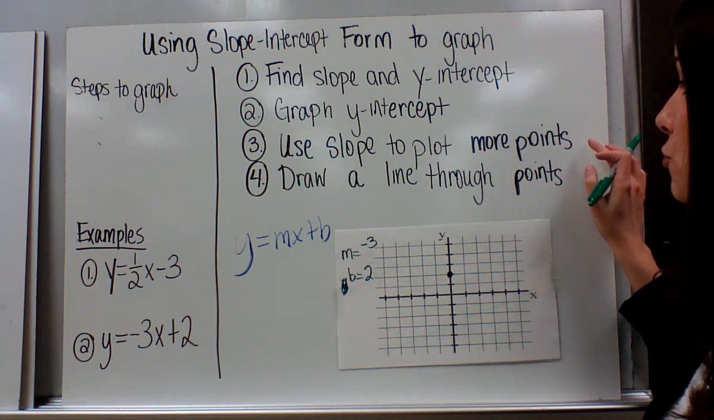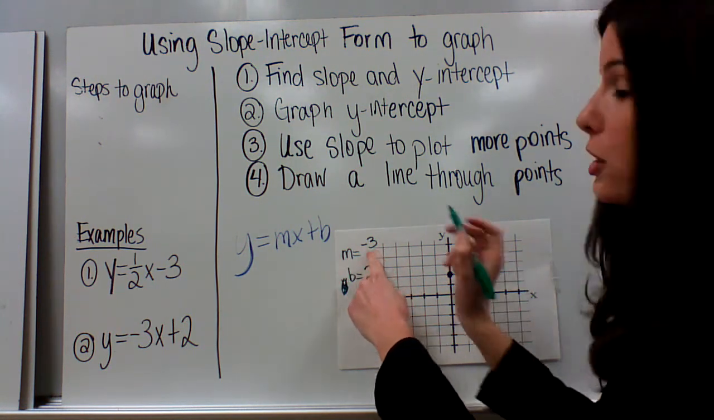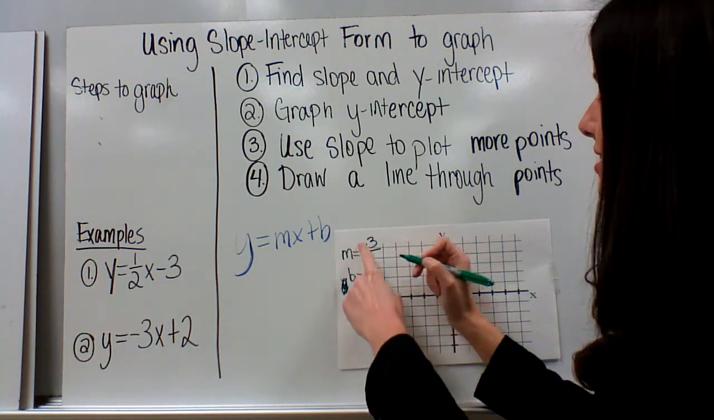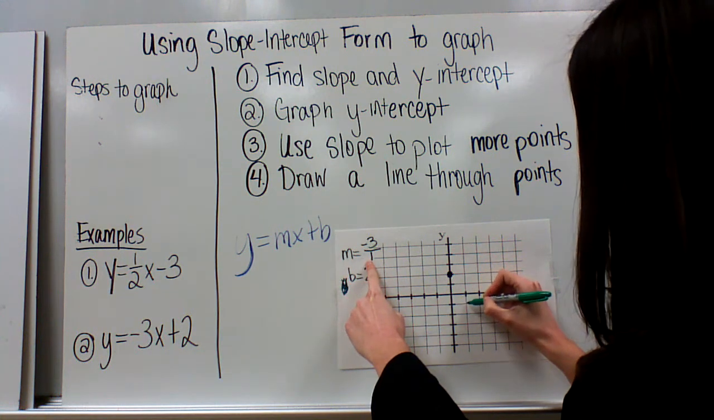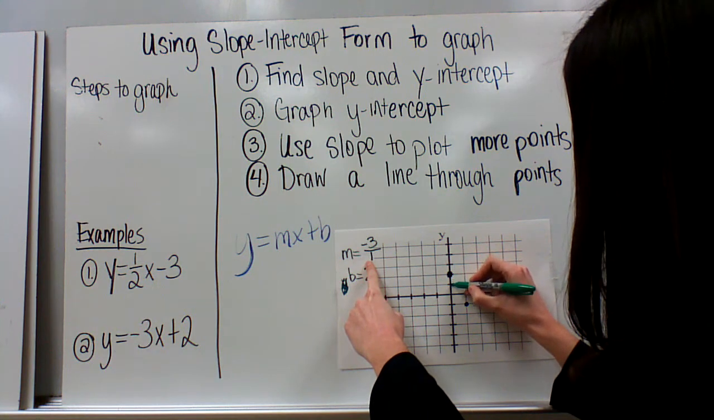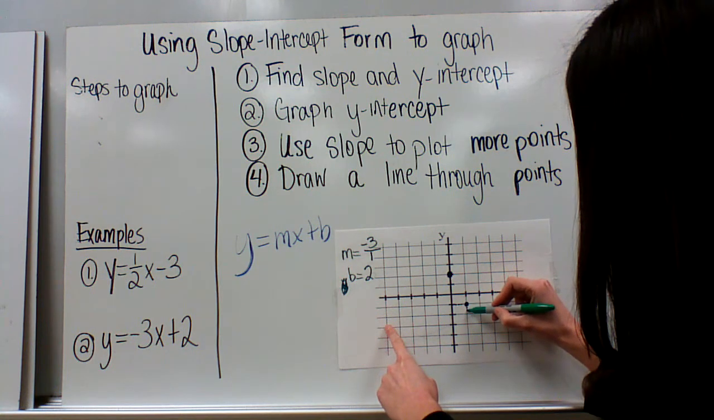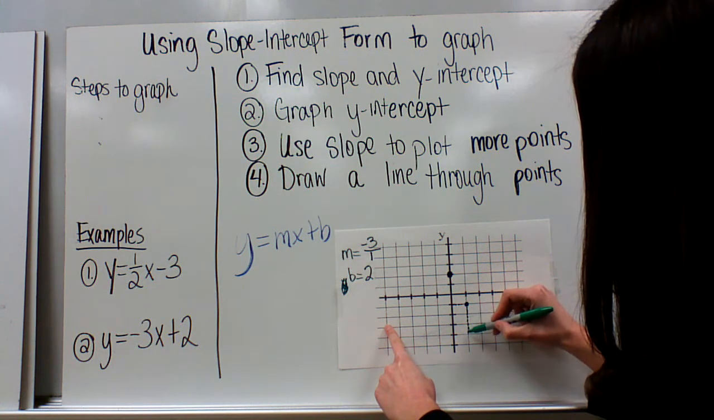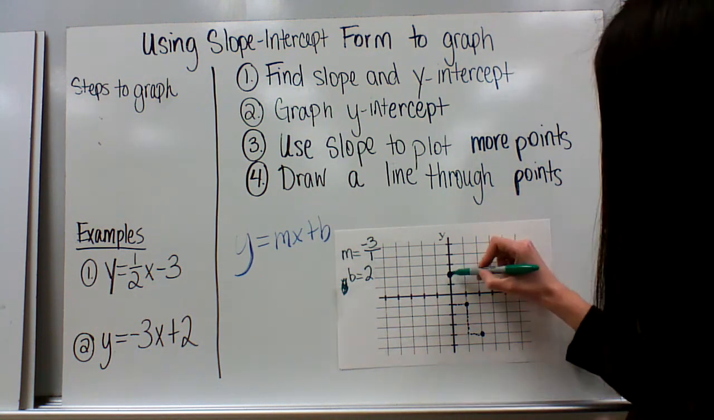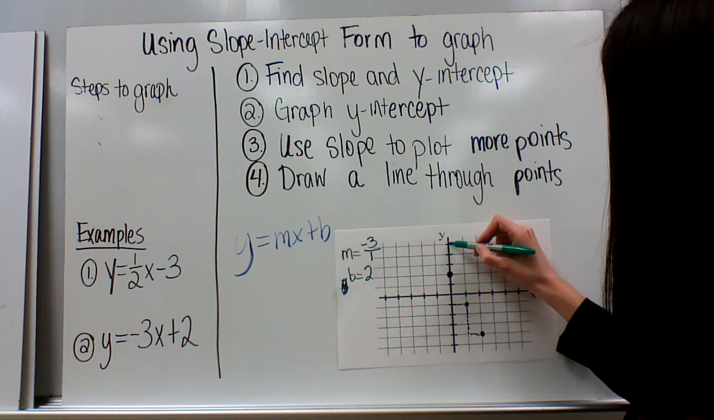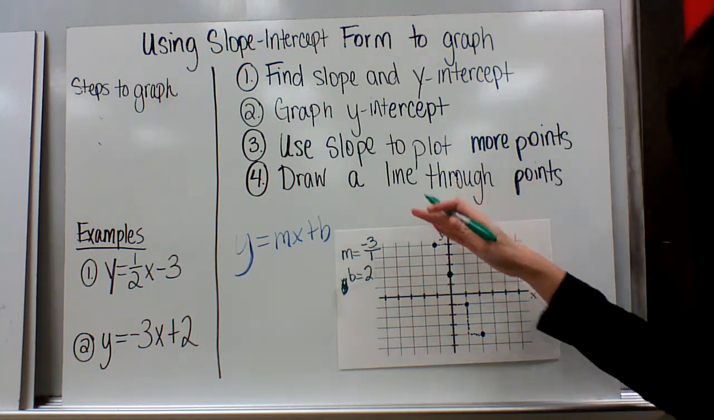Step 3, use your slope to plot more points. So my slope is -3. Anytime your slope is an integer, you just put it over 1. So since that's negative, that means I will fall 3, 1, 2, 3, and run 1. So go over 1. So I went down 3 and over 1. I'm going to do that again. Go down 3, 1, 2, 3, and over 1. Okay? Since I went down and to the right, I can also go up, rise 3, 1, 2, 3, but I have to go to the left 1. And it keeps that line.